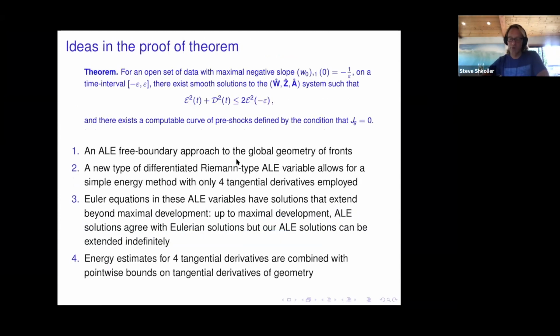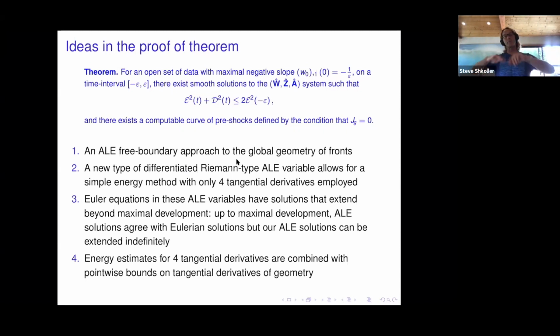Okay, so I'm just going to summarize the ideas of the proof. One, we use an ALE free boundary approach to the global geometry of fronts. Two, we have a new idea, a new type of differentiated Riemann type ALE variable, which allows for a simple energy method with only 4 tangential derivatives. Three, our Euler equations and these ALE variables have solutions that extend beyond maximal development, meaning they go way past the curve of preshocks where everything blows up in Eulerian. So up to maximal development, our ALE solutions agree with Eulerian solutions, but our ALE solutions can be extended indefinitely.